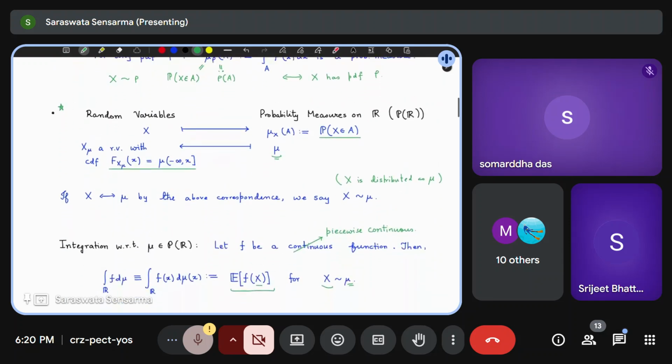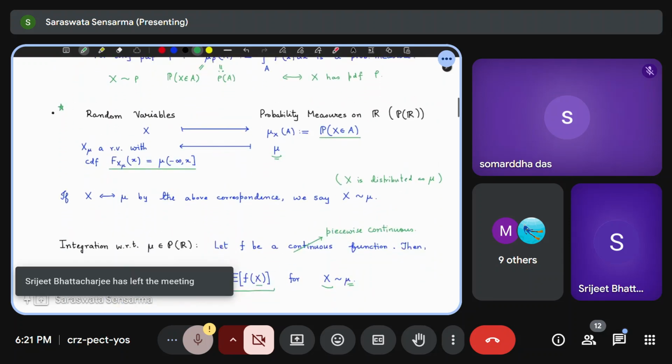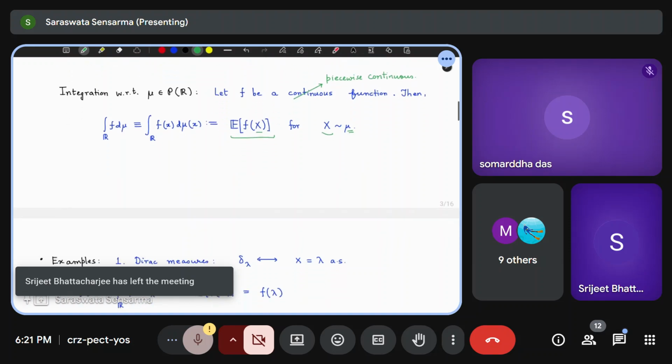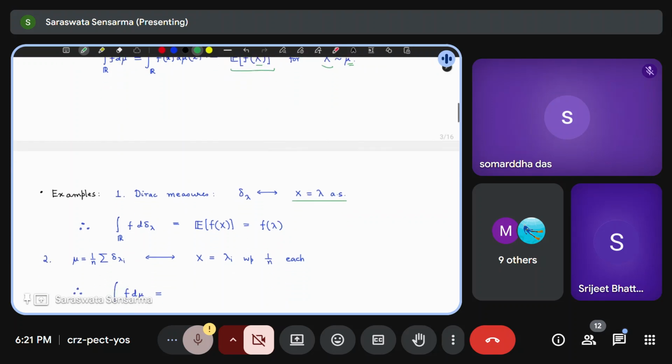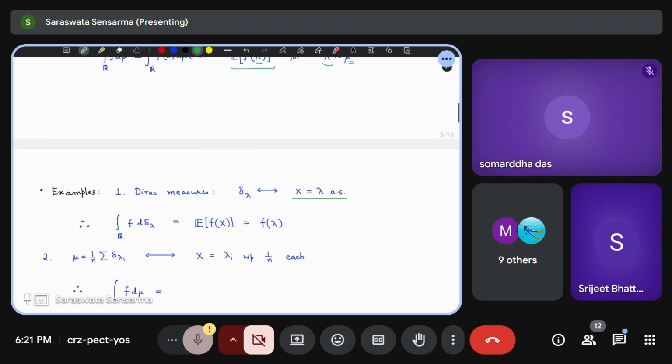Now let's look at the integration with respect to these measures. For example, if you have a Dirac measure, the integral of f with respect to delta lambda is by definition the expectation of f(X). But the random variable corresponding to the Dirac measure is lambda almost surely. So the only thing that you get is just f of lambda. So integral with respect to a Dirac measure is just an evaluation at one point.